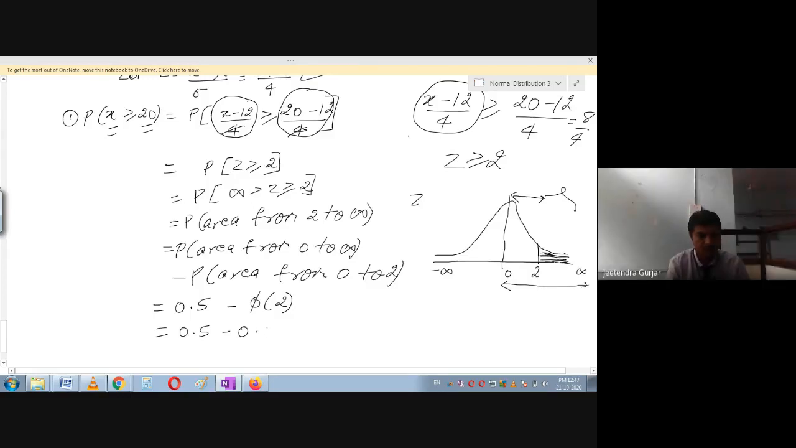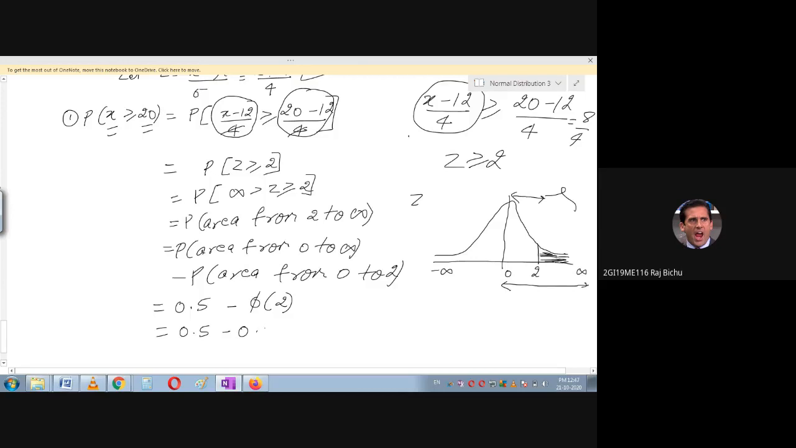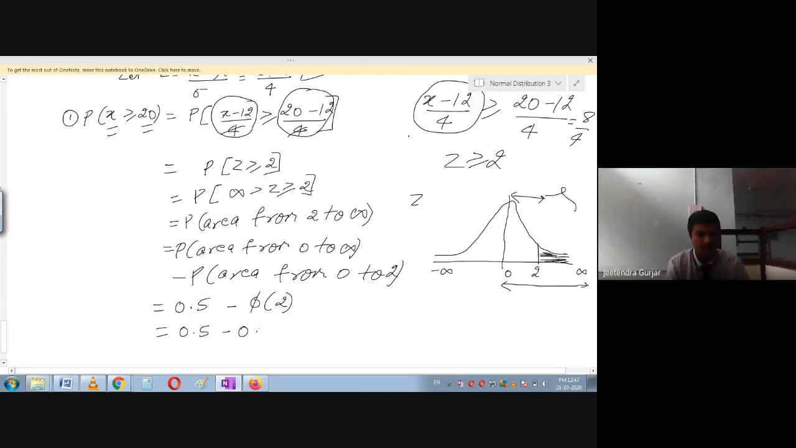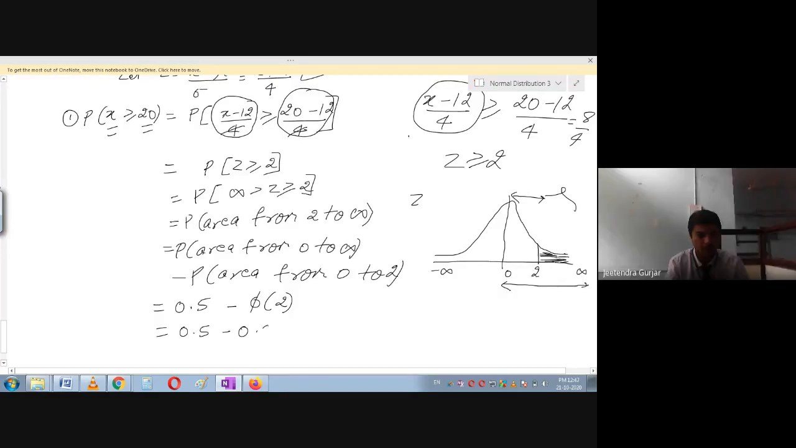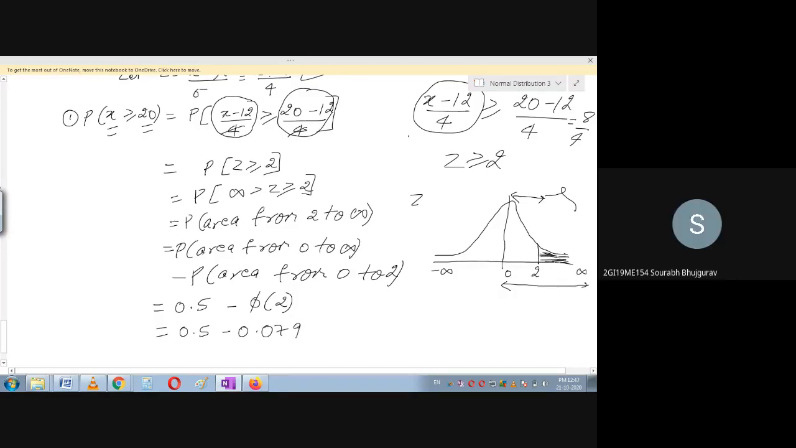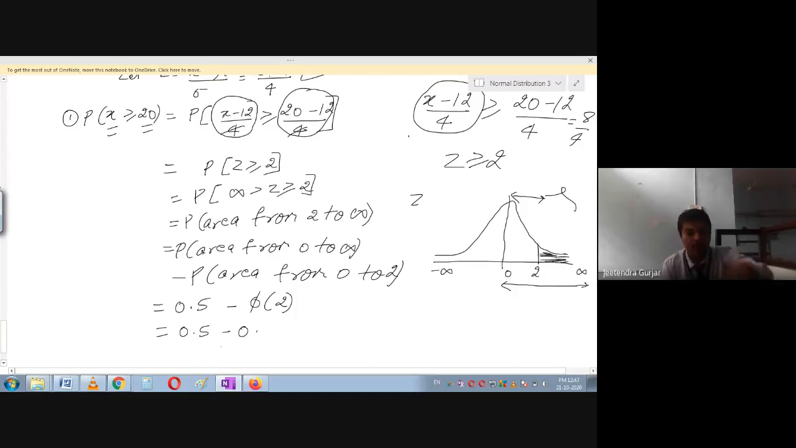What is the answer, student? It is not clear. Please repeat. The final answer is 0.02. Yes, final answer we will get. But phi of 2, what is that? Please repeat. 0.4775. Actually 0.47725, that is the correct answer.